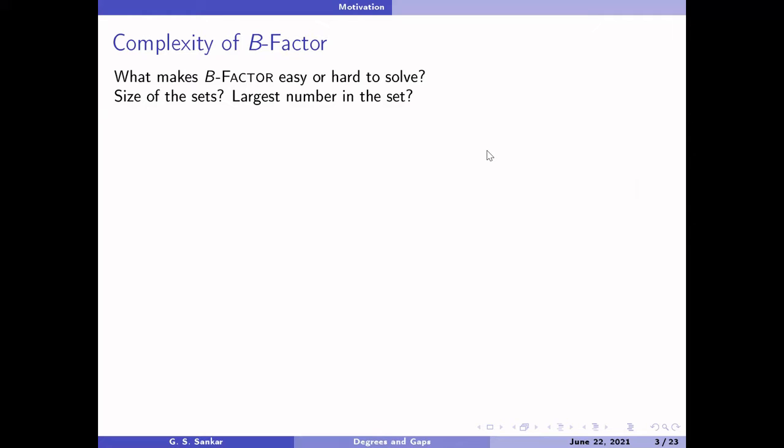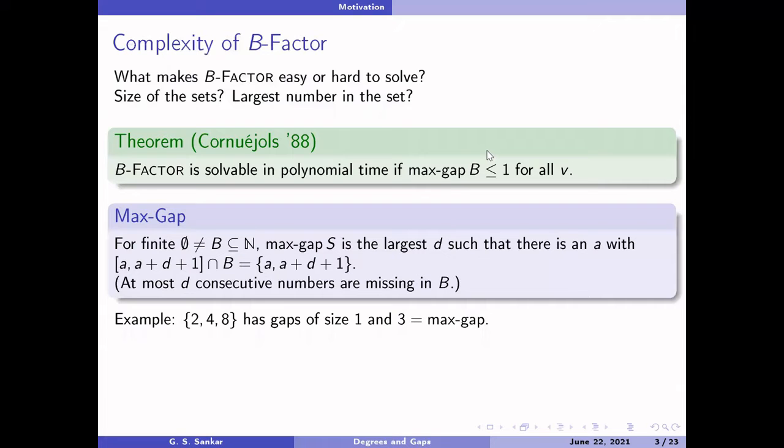It could be the size of the set or the largest number in the set, but rather unexpectedly, it's the maximum gap of the set. We'll define the maximum gap in this way. It's the largest d such that d consecutive numbers are missing in B. For example, {2, 4, 8} has a gap of size 1 here and another gap of size 3 here. So 3 will be the maximum gap.